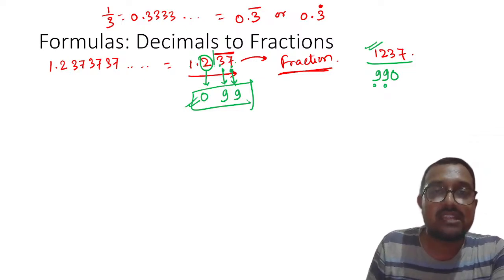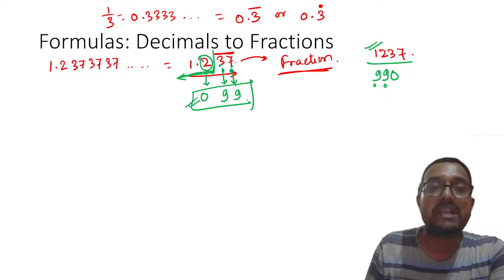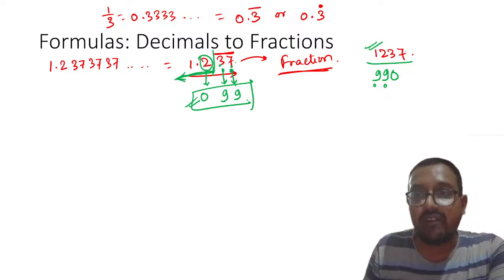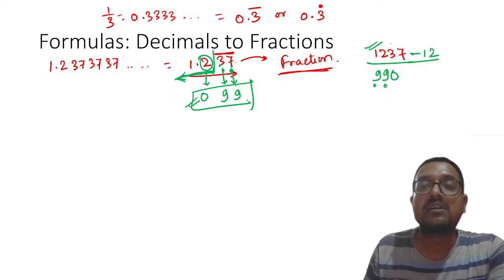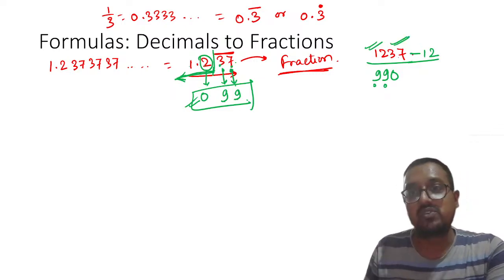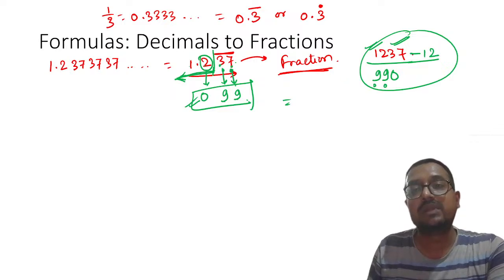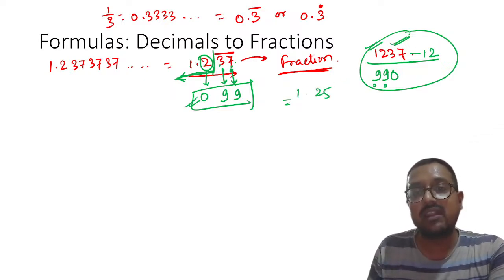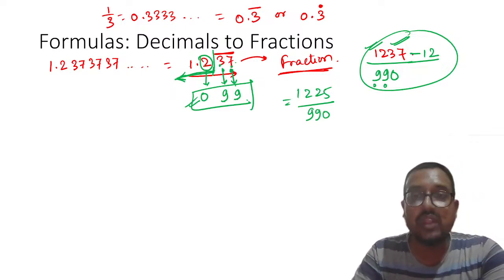Now still the process is not complete. You can see that there is a non-repeating part which is ahead of the repeating part. You have to subtract this non-repeating part from the complete number at the top. So this will be your final answer. This will be like 5, 3 minus 1 will be 2, and 1225 divided by 990. So that will be your answer.